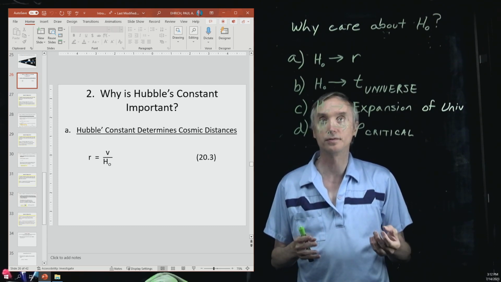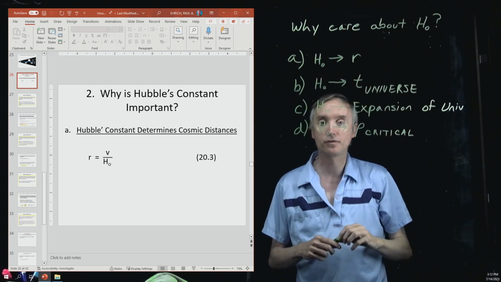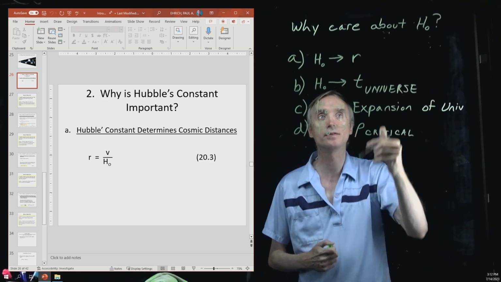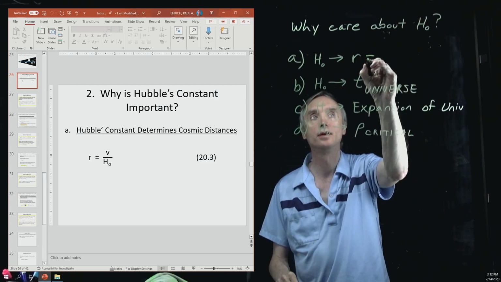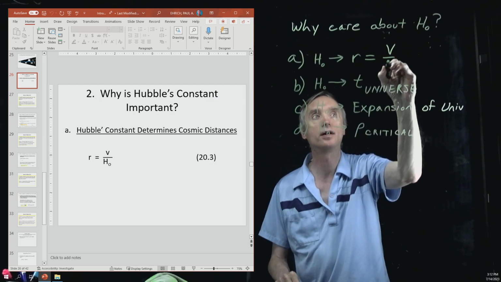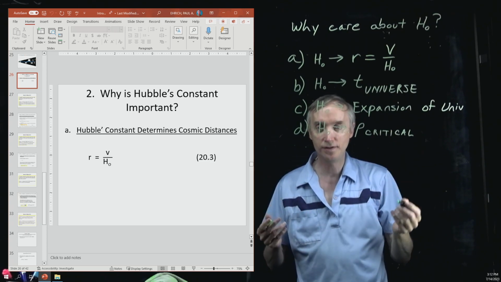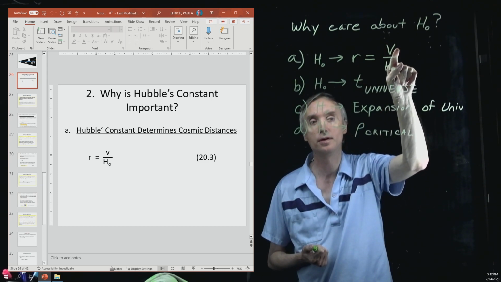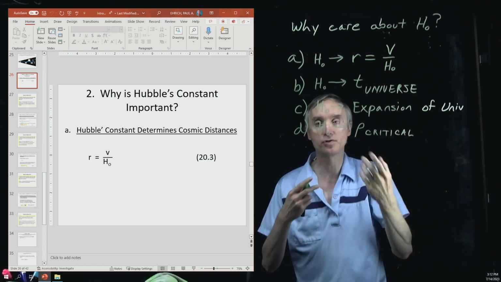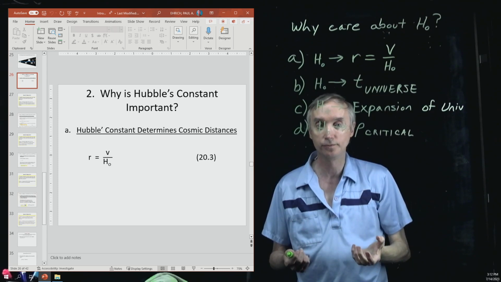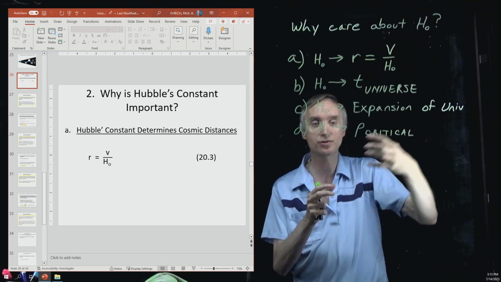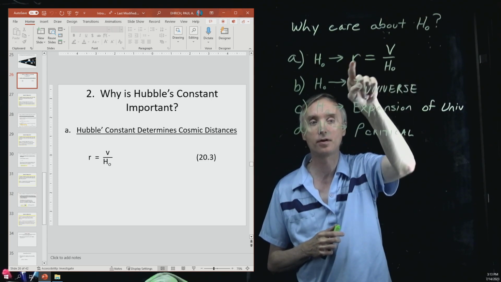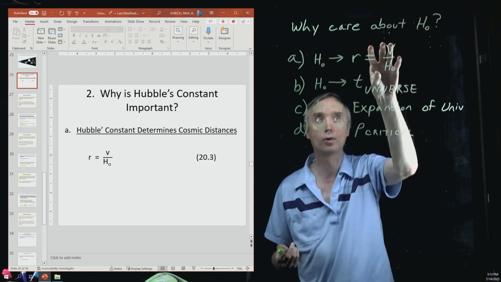There are 4 reasons which we're going to discuss right here. The first one is that Hubble's constant is going to determine cosmic distances. We're going to make use of this formula, that r is equal to v divided by h sub 0. We already did this one. This was equation 20.3. We calculated the speed by knowing how much of a shift there was in the spectrum of hydrogen. Then we calculated the speed of recession of that galaxy, and then we divided it by 22. That told us how far away the galaxy was. So here's our working equation.